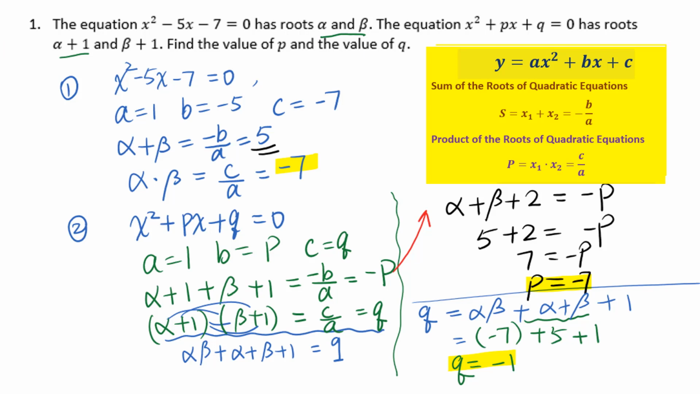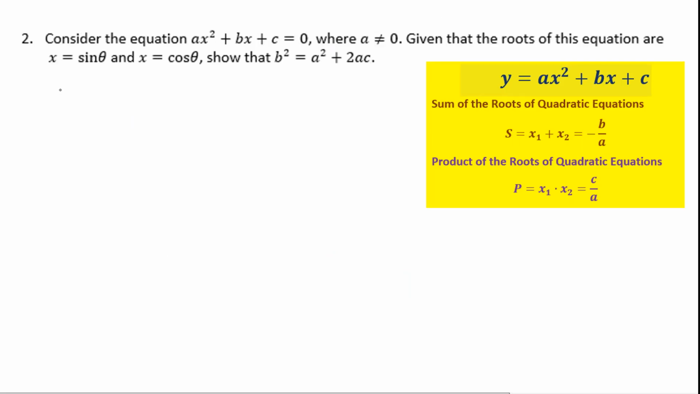When you are given two roots of a quadratic function, you will go to sum and product of roots. Let's go to number 2.